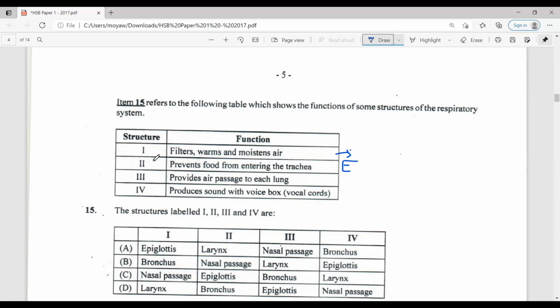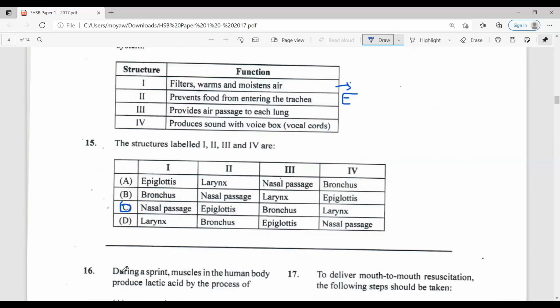So we have to look for 1 being the nasal passage. So the only one that has 1 as the nasal passage is C. Then 2 is going to be the epiglottis. Then 3 provides air to each lung, has to be the bronchus, because we have 2 bronchi, left and right, so those are going to provide the air to each lung because they're connected to the lungs. And then produces sound with voice box, we have to say that is the larynx, so it's definitely C. So guys, you have to know the structures that are in the respiratory system and their functions.